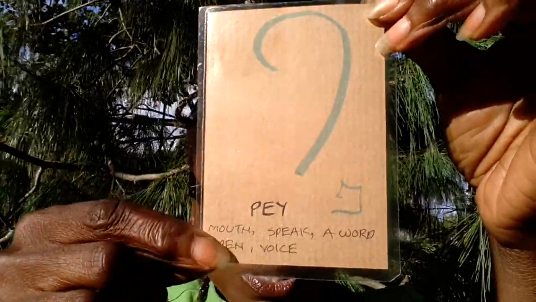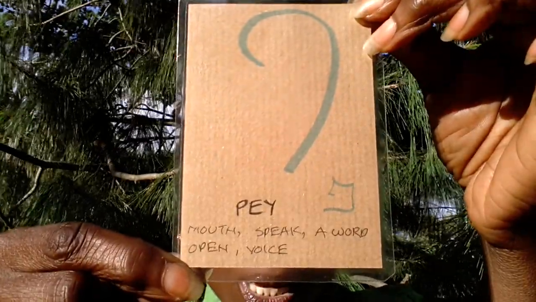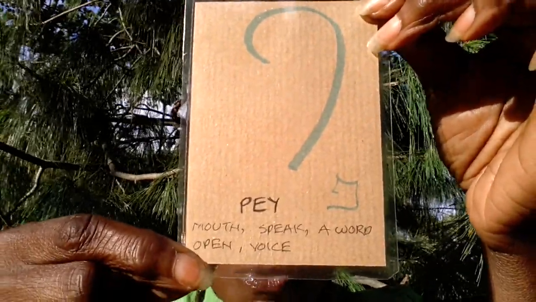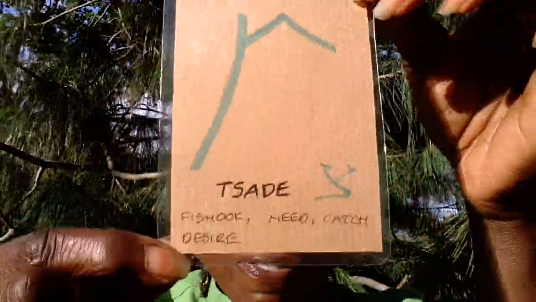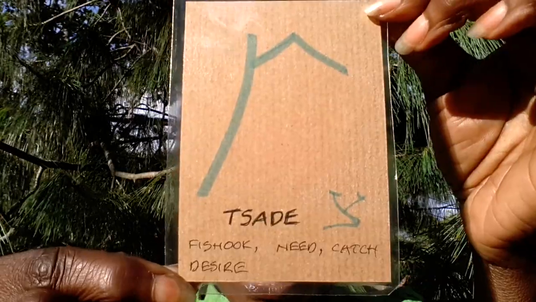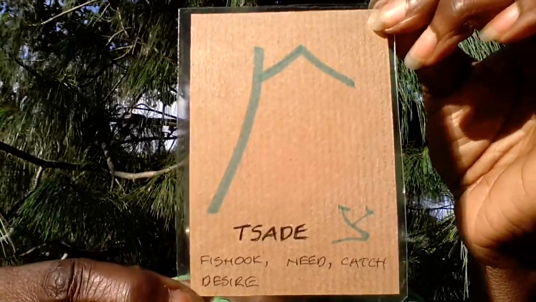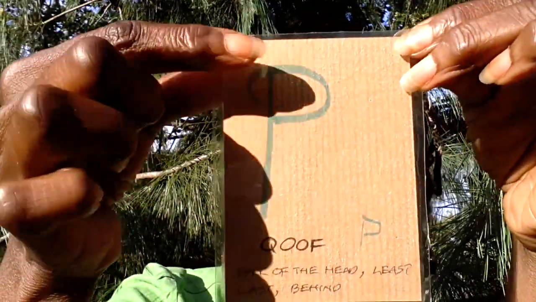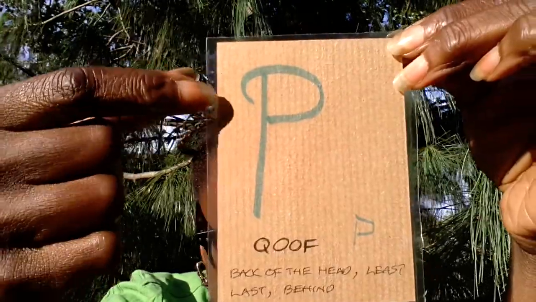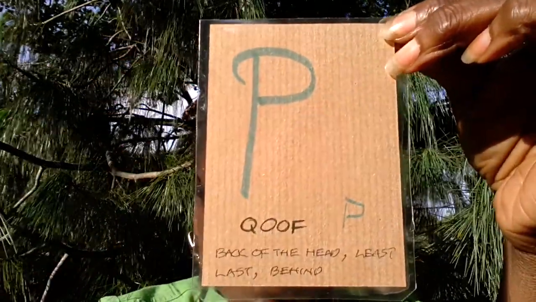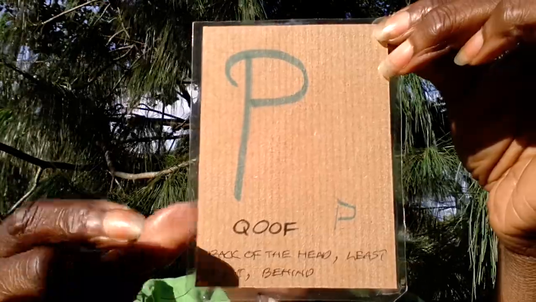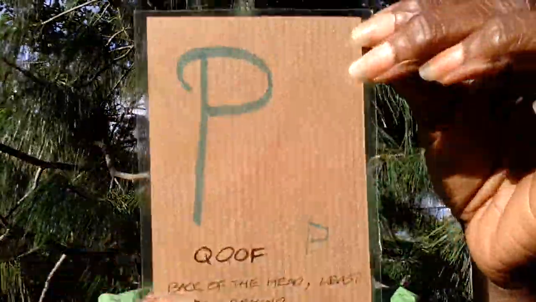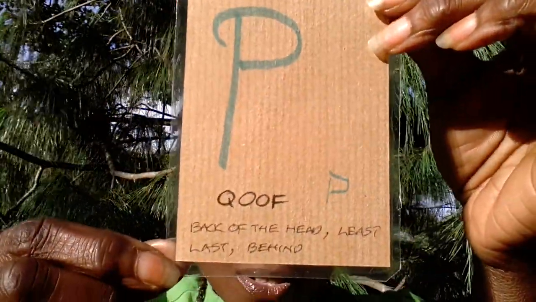So anyway, this is pay, means mouth, speak a word, open, or voice. And then you have tsade, which is a fish hook, a need to catch or to desire. And then you have kuf, which is the back of the head, represented by the emphasis of the curl. Let's see what I point to, the curl here. Back of the head, the least, last, or behind.